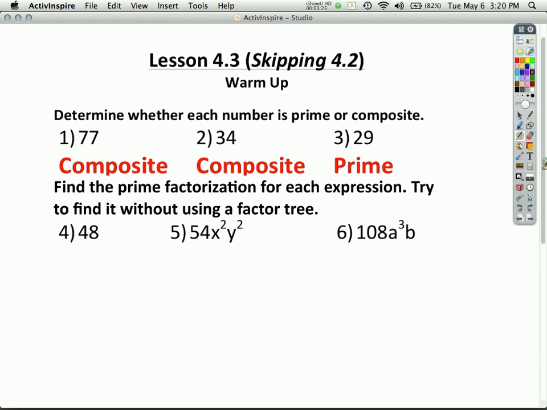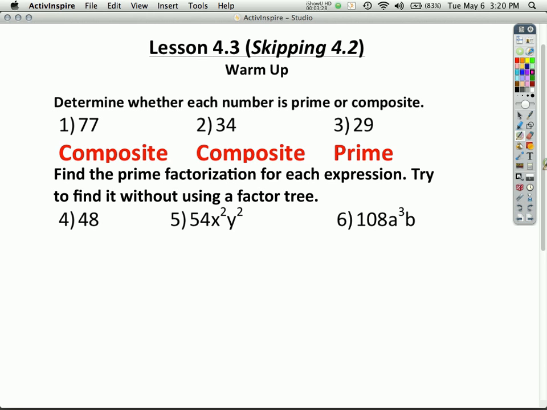Number 4, 5, and 6, I guess I could have been a little more clear in my instructions. I asked you to try and find the prime factorization without using a factor tree. What I really meant was do the factor tree kind of mentally. I meant don't draw the factor tree. So I apologize if I misled you at all. But either way, I want you to find the prime factorization. So what is it for number 4?